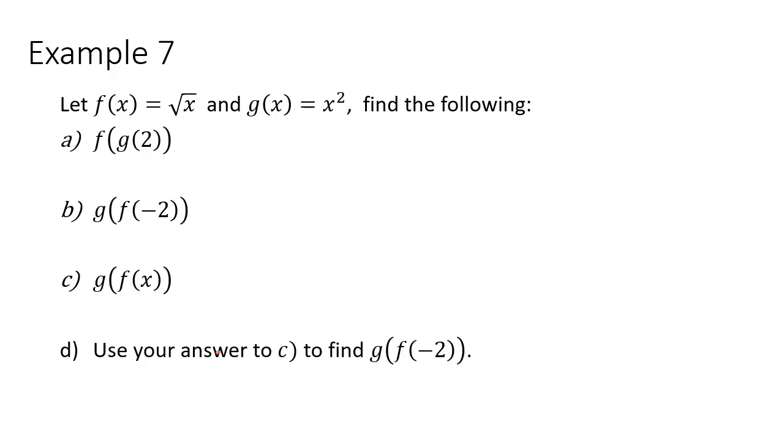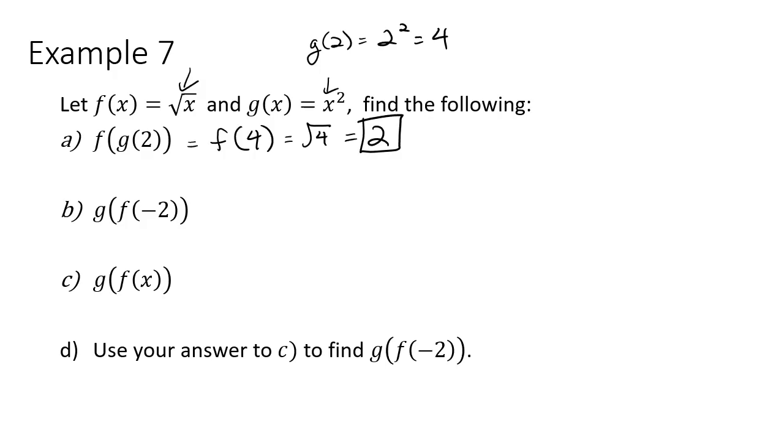So once again, you just evaluate from the inside out. So I'm going to start with the g of 2. Well, that just means we plug 2 into g. So this would be 2 squared, or 4. And then we evaluate f of 4. Since f is square root of x, this would be square root of 4, which would give us 2.